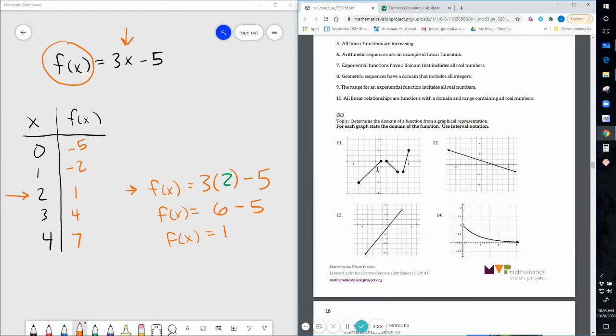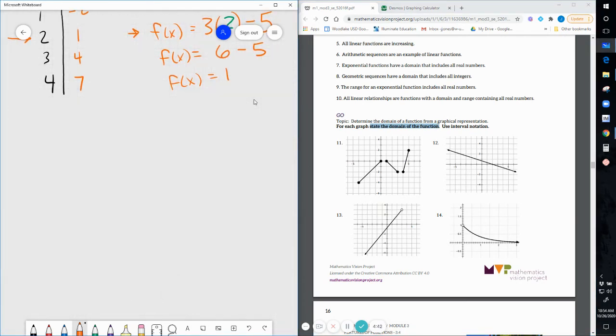Okay, the go section, I shouldn't even have to explain. We've been working on stuff just like this. It says for each graph, state the domain of the function and use interval notation. Well, since we're skipping a bunch of stuff, I don't only want you to state the domain. I want you to change this to give me all of the 8 things, right? So for 11 through 14, give all features, and that includes all 8.